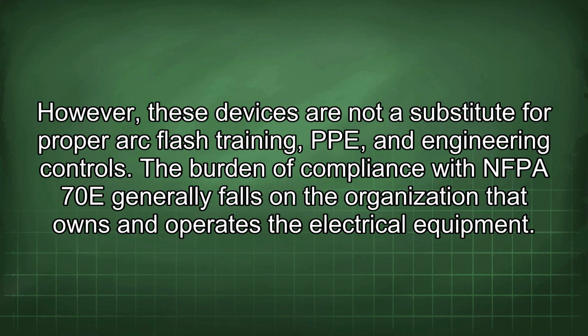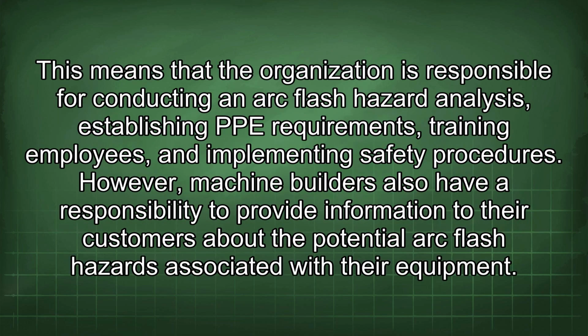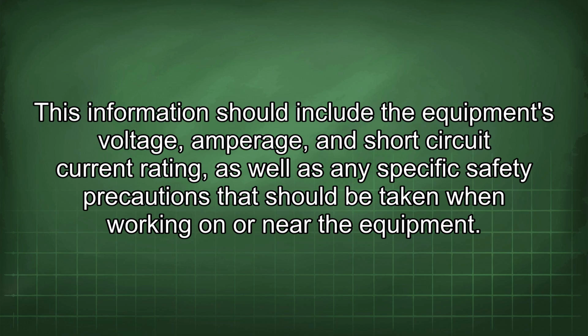The burden of compliance with NFPA 70E generally falls on the organization that owns and operates the electrical equipment. This means that the organization is responsible for conducting an arc flash hazard analysis, establishing PPE requirements, training employees, and implementing safety procedures. However, machine builders also have a responsibility to provide information to their customers about the potential arc flash hazards associated with their equipment. This information should include the equipment's voltage, amperage, and short-circuit current rating, as well as any specific safety precautions that should be taken when working on or near the equipment.